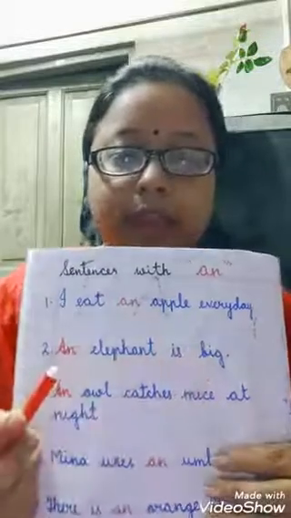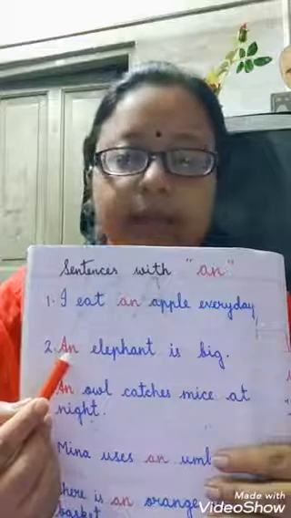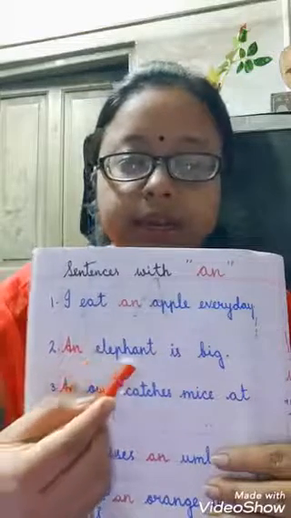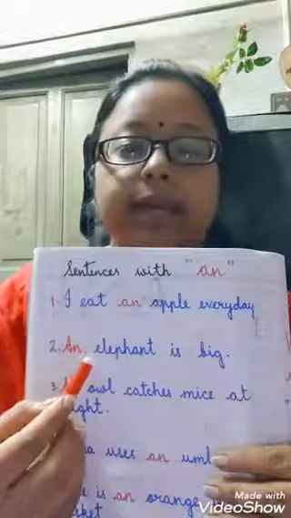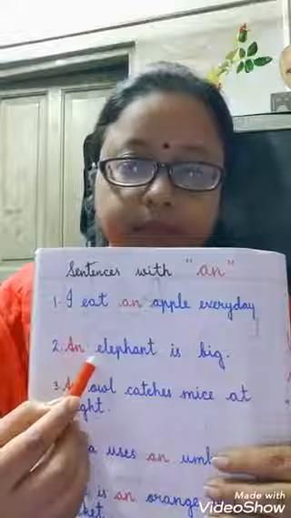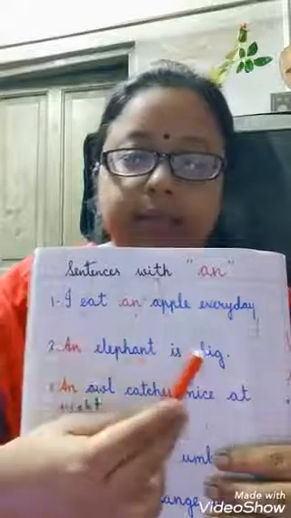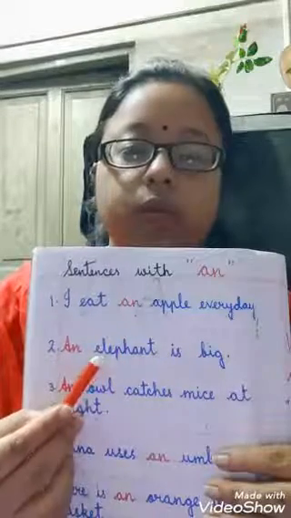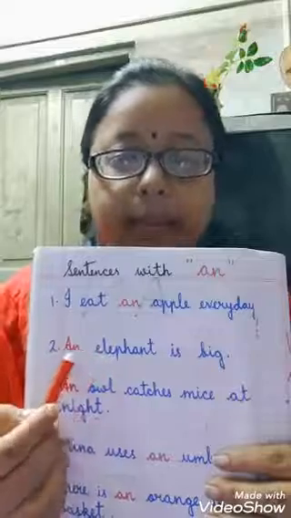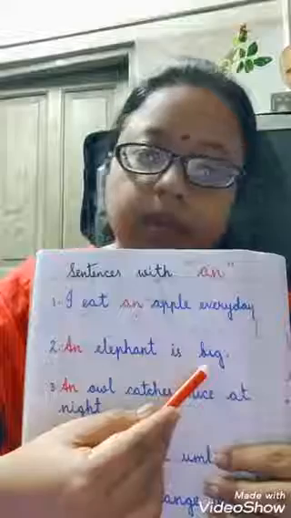I have written an before elephant. Why? Because elephant always starts with E. And in this sentence, we can see there is only one elephant. So an elephant is big. Clear? Moving on to the next picture.